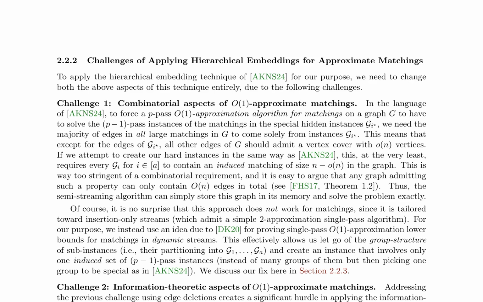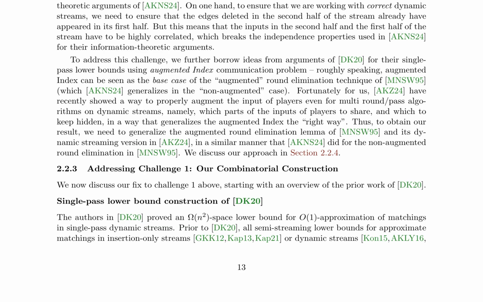The first challenge is related to the requirement that a majority of edges in all large matchings should come solely from special hidden instances. This is too stringent and can only be achieved if the graph contains n edges in total. Instead, the authors use an idea due to DK20 for proving single-pass O(1) approximation lower bounds for matchings in dynamic streams. This allows them to let go of the group structure of subinstances and create an instance that involves only one induced set of R-1 pass instances.